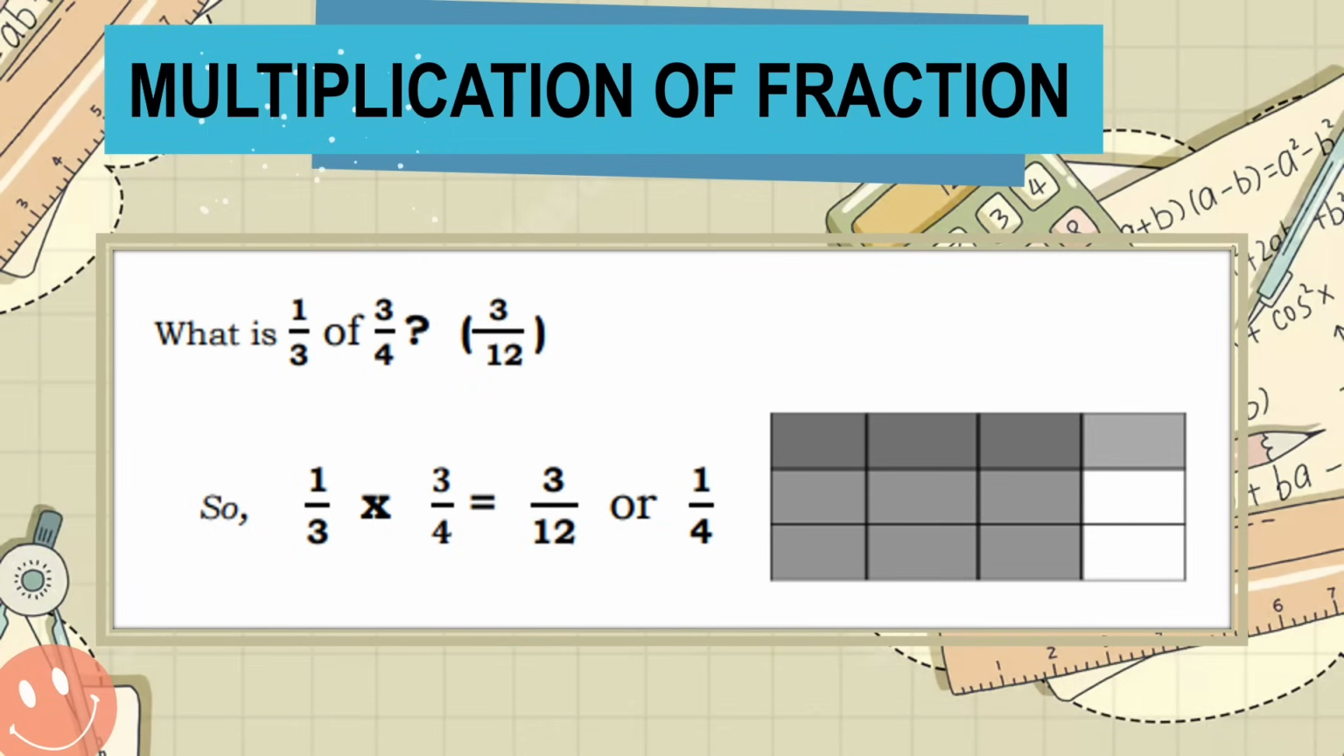So it is 3/12. So how do we get that? So again, we multiply the numerators. 1 times 3 is equals to 3. 3 times 4 is equals to 12. Or we can simplify that to 1/4. How do we get 1/4? So we divide both 3 and 12 by 3. So 3 divided by 3 is 1. 12 divided by 3 is 4. So the answer is 1/4.